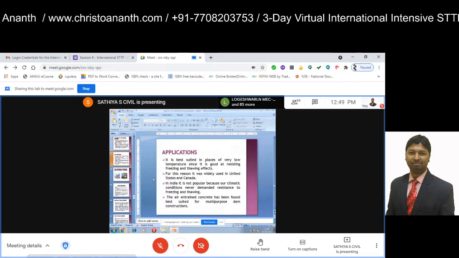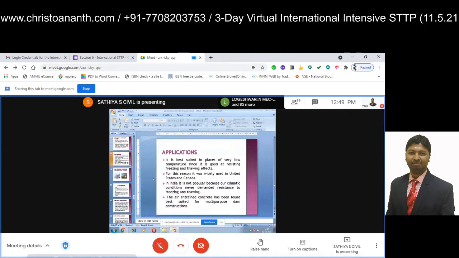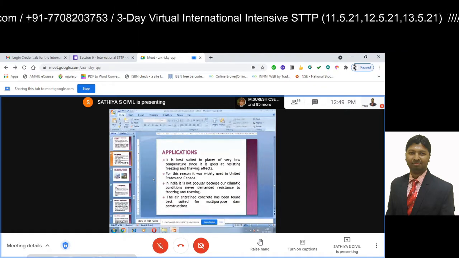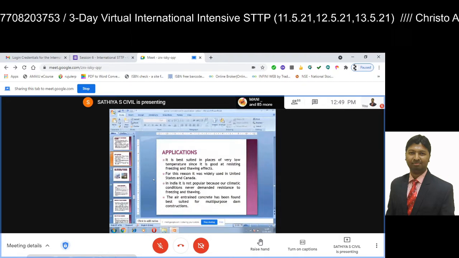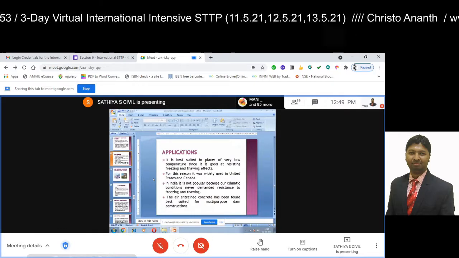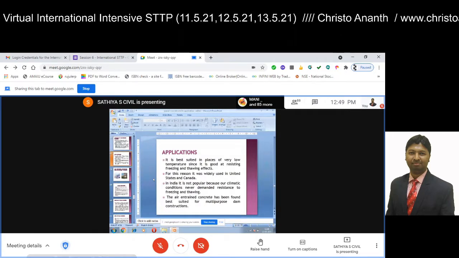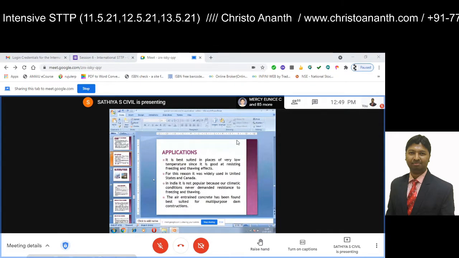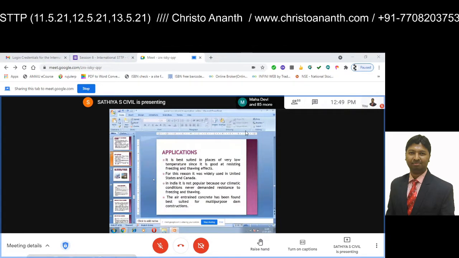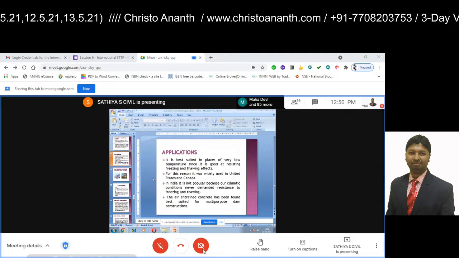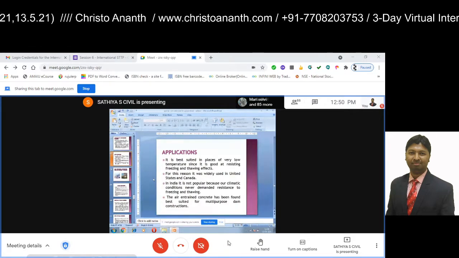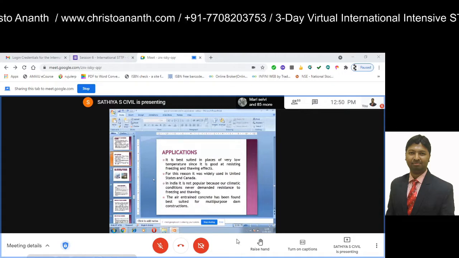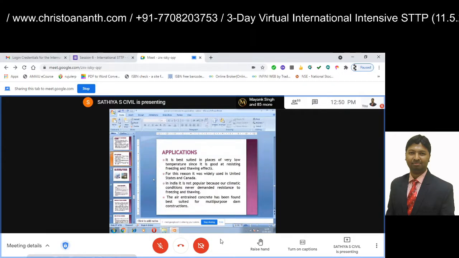Then application. It is best suited in places of very low temperature since it is good at resisting freezing and thawing effects. For this reason, it was widely used in United States and Canada. It is not popular in India because of our climatic condition, because India is a tropical country. So we never demanded the resistance to freezing and thawing such as in the States.